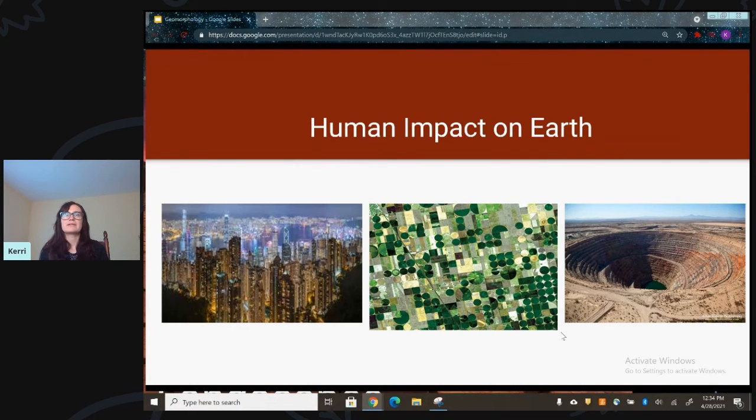So today we've spent a lot of time talking about how things like climate and plate tectonics influence the Earth's surface. But I want to say that humans can also have a huge impact on landscapes. Things like cities and development, agriculture, and mining can all have really big influences on our landscapes.